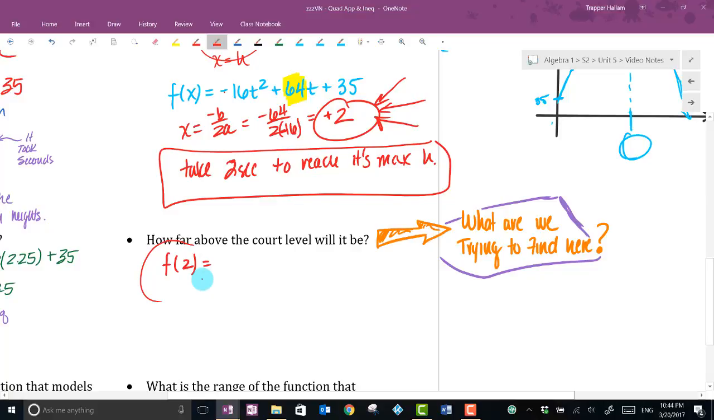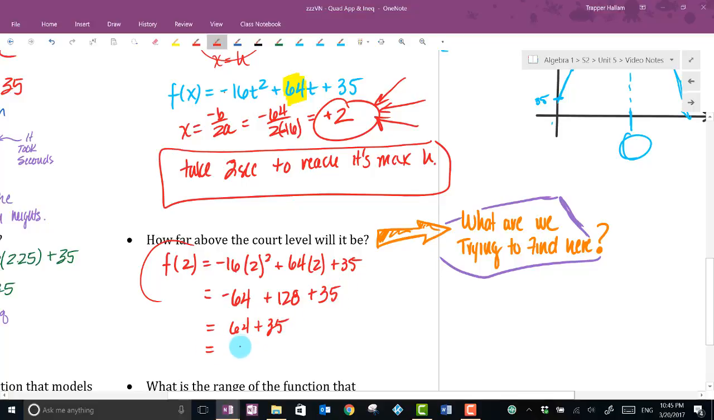Again, no graphing involved, no changing of forms. We're just going to go ahead and plug this in. So we're going to get negative 16 times 2 squared plus 64 times 2 plus 35. Let's finish evaluating this then. We're going to end up with negative 64 because 2 squared is 4, 4 times 16 is 64. And we're going to get 64 times 2, which is 128. And then plus 35. Well, these are going to cut each other in half, so we're going to end up with 64 plus 35 here. And we're going to find out that this ends up at 99 feet in height.